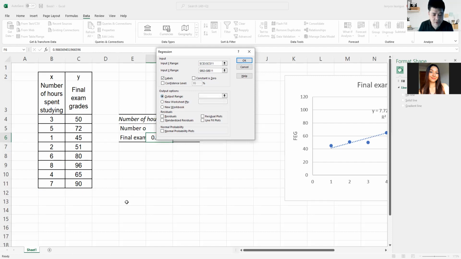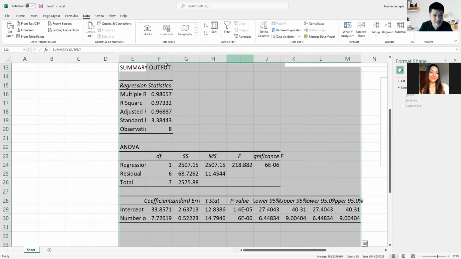Output range, let's just put it here. Let's get the residual plots, kasi napakita yun dun sa webinar, no? Okay. So you can have here the summary output.